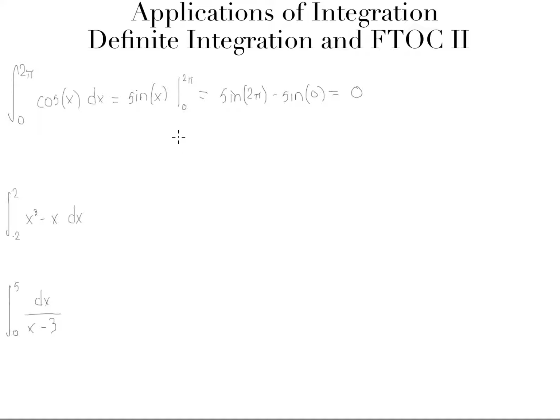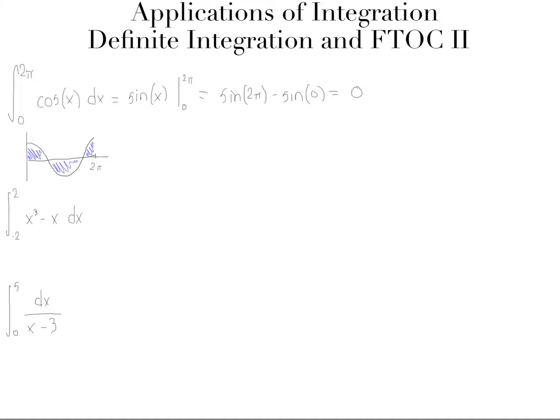But does this make sense? Can the area under a curve be 0? It can. Note that for cosine, if I draw a quick sketch from 0 to 2 pi, the graph looks something like this, where 0 is here and 2 pi is here. When we integrate from 0 to 2 pi, we are calculating all of these three regions. This one, and this one. And we're summing these three together.